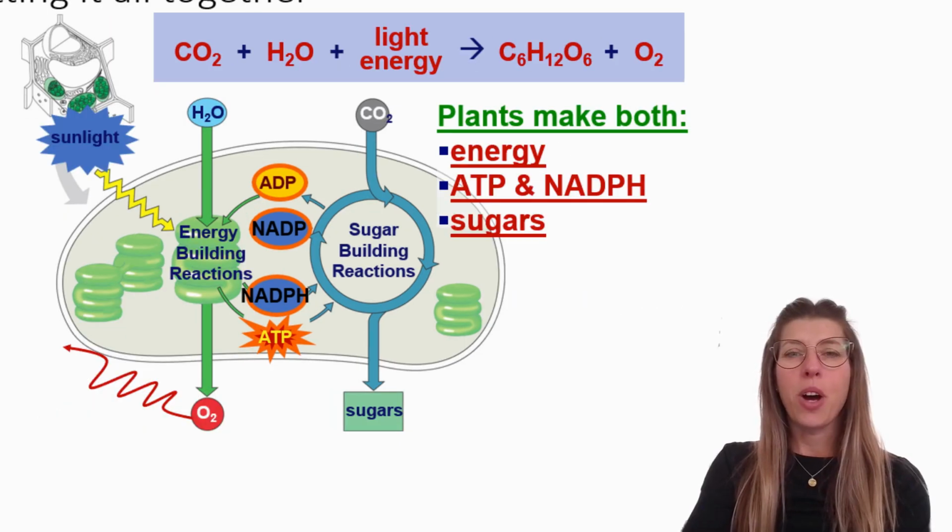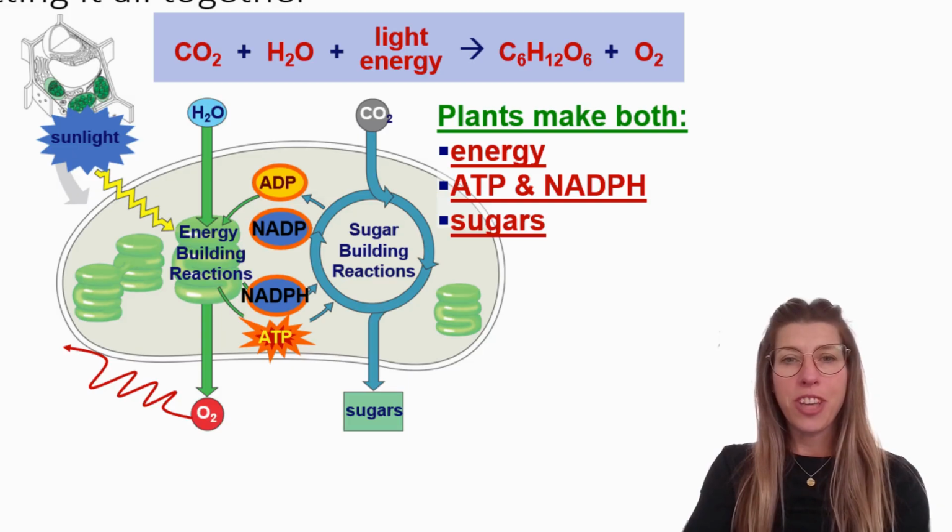Let's put this all together. So plants make both energy, ATP and NADPH, and sugars. And you can see putting it all together gives us that beautiful equation of CO2 plus H2O plus light energy reacts to create that glucose molecule and that output of oxygen gas.